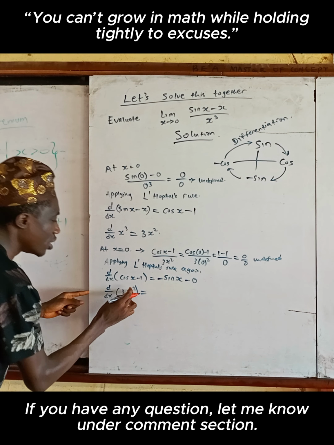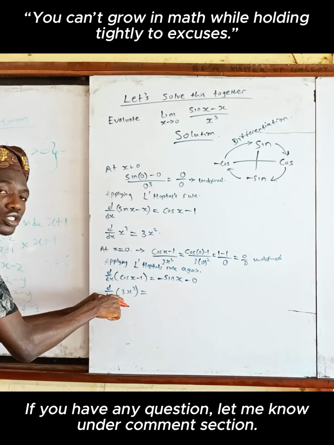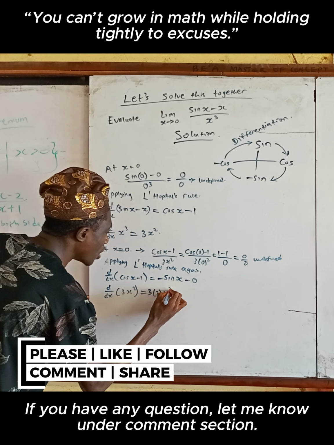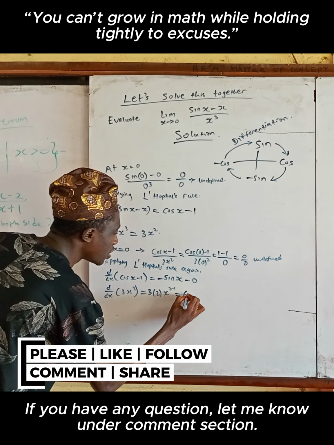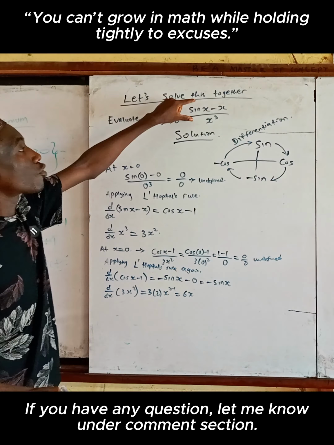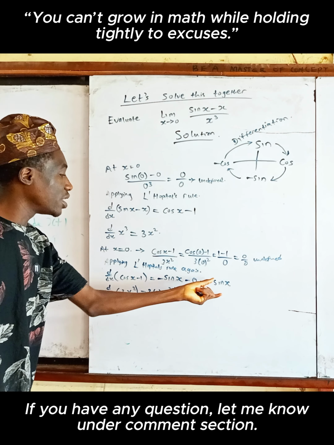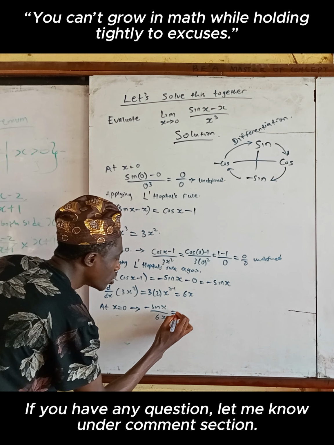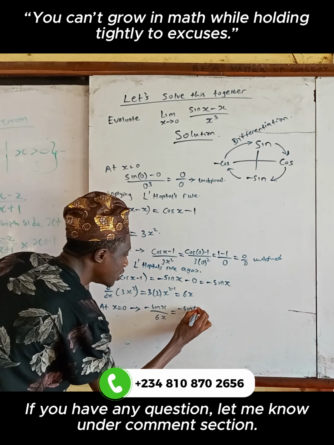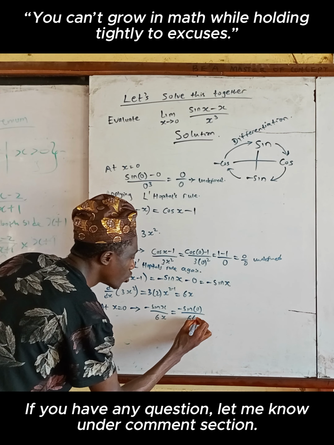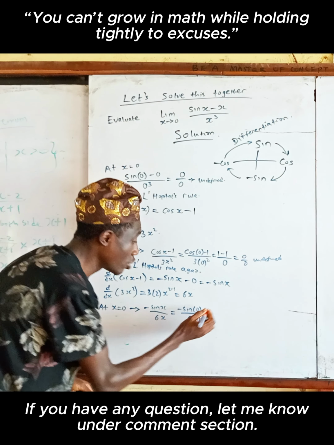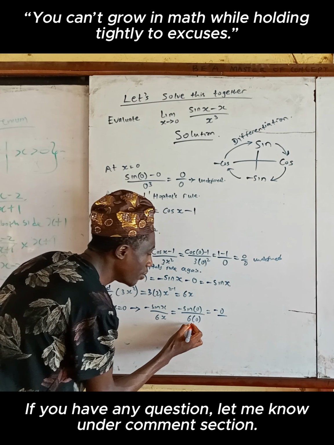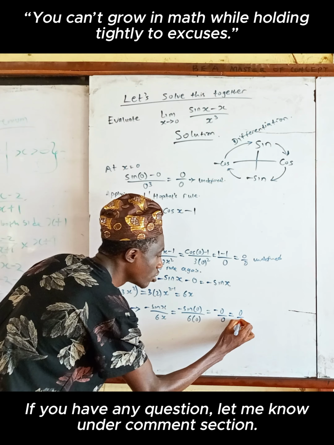So what are we going to have here? This 2 will come to the front. It's going to multiply 3. We have x raised to power 2 minus 1, which is equal to what? 6x raised to power 1. From the given expression, we are going to replace this with this. At x equals 0, minus sine x divided by 6x. This is going to give us minus sine 0 divided by 6 into 0. So we still have minus sine 0, which will give us minus 0 divided by 0, equal to 0 divided by 0, which is undefined.